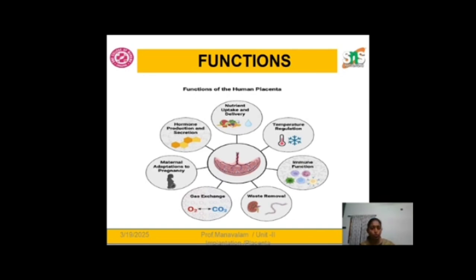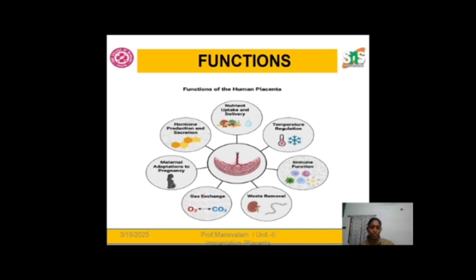And electrolytes, the important electrolytes, will be readily transmitted. Vitamins, fat soluble and water soluble: the water soluble vitamins will cross easily, while the fat soluble vitamins cross slowly. This process usually takes place by simple diffusion, for the most part, or by active transport.